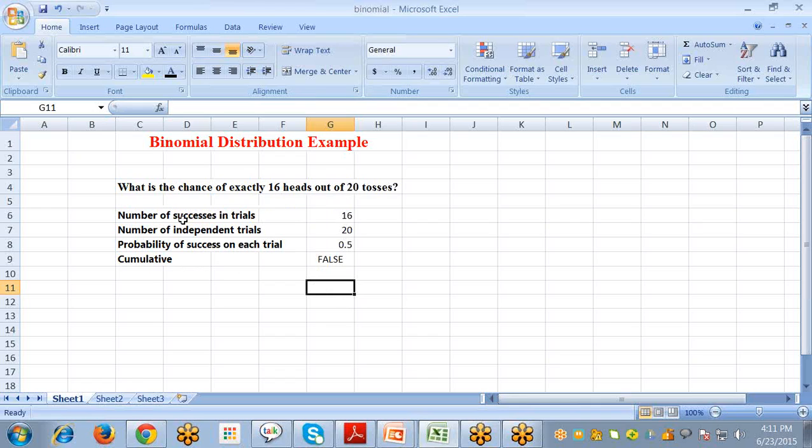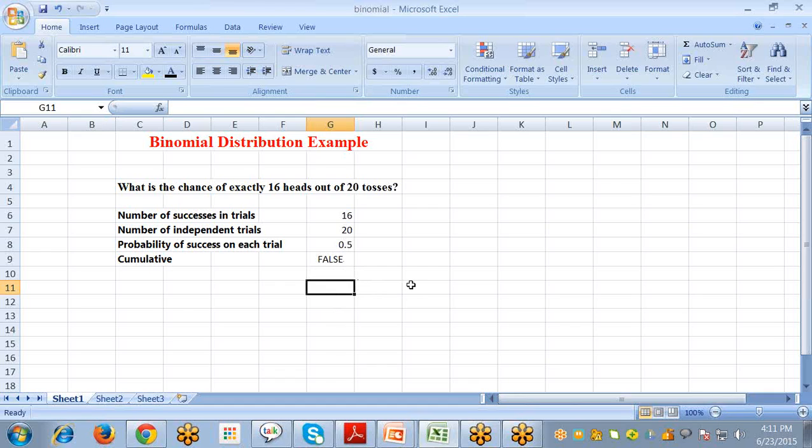In this question, the number of successes in trials is 16 heads, because we are calculating the chance of exactly 16 heads. And how many independent trials? There are 20 tosses, so this is the 20 trials. Then the probability of success on each trial: every time the coin is tossed, there are 50% chances of heads and 50% chances of tails. So the probability of success will be 0.5. And I am taking cumulative as false here first, and I will explain why in a few minutes.